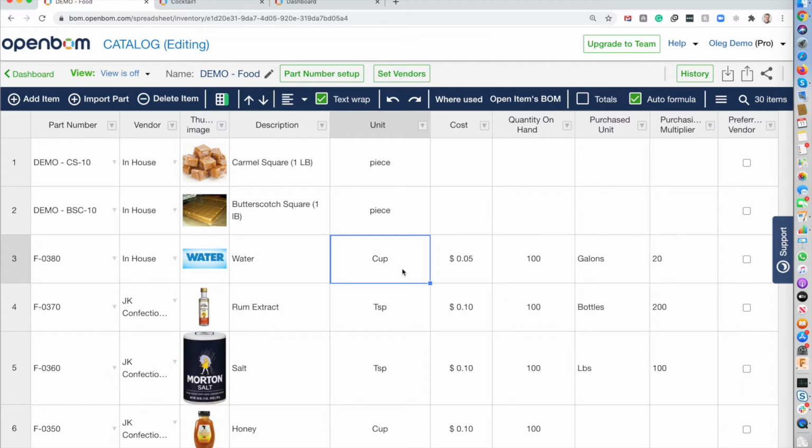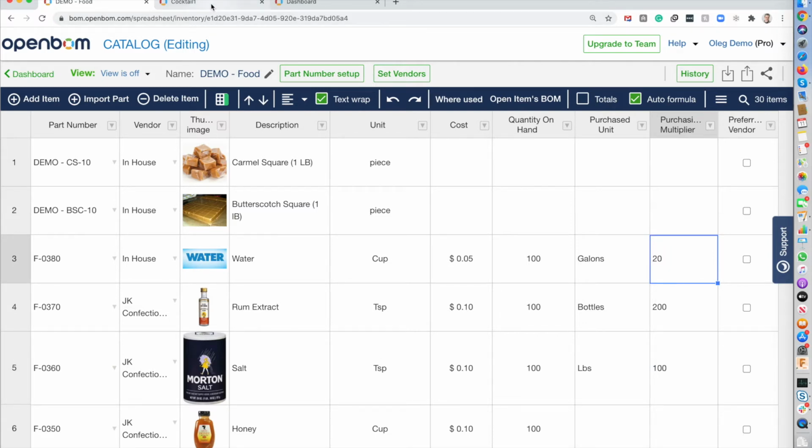But in addition to that, I create a few more pieces of information. I create a property, purchased unit, and that would be just information. I'm buying gallons, bottles, and pounds. And I create a purchasing multiplier that will help me to understand how many cups are in a gallon, how many teaspoons in a bottle, and how many teaspoons in a pound of salt. So those are multipliers that I can easily find on the internet, or I can calculate them and I put them in my catalog. So what happens next?